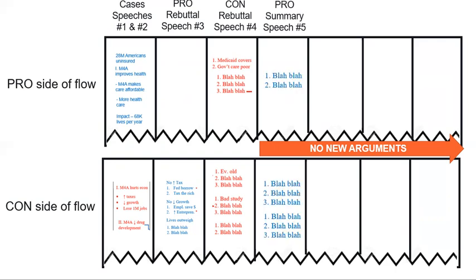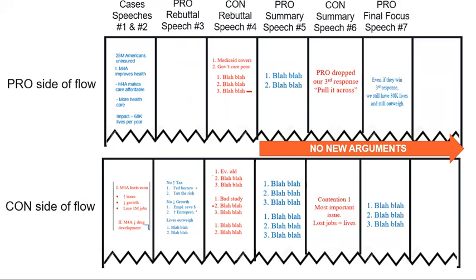The next speech, the 5th speech in the round, is the pro summary. The summary covers both sides of the flow, as do all of the remaining speeches. The con gives their summary next. Next is the pro final focus speech, which sums up the round and makes a final case for why pro should win. After the pro final focus, the con delivers their final focus.